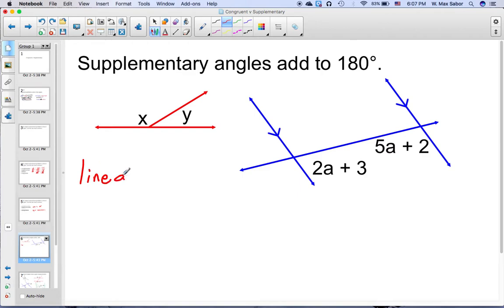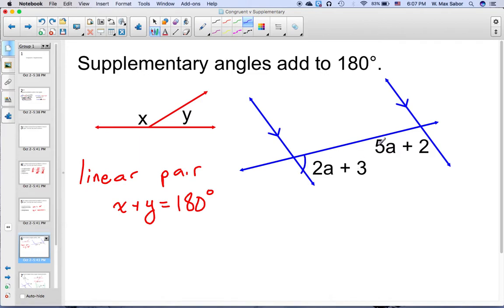One is a linear pair. So these make a line. They are on the same line, and they are touching each other. Together they make the whole line. So x plus y add up to 180 degrees.